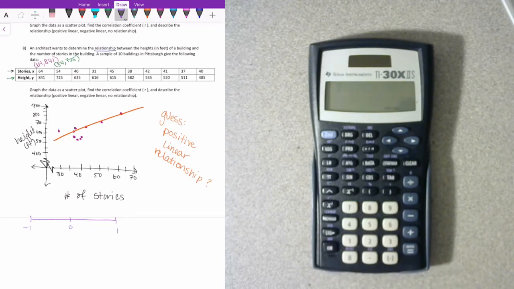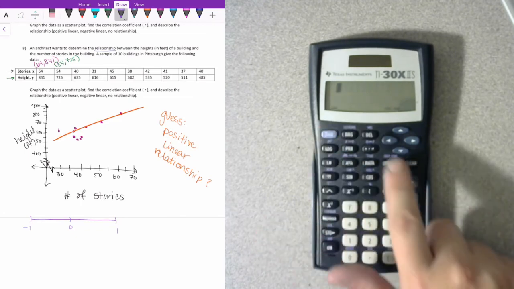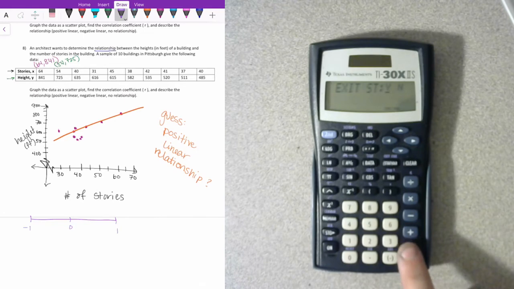So I'm going to turn it on. I see I'm already in stat mode, so I'm going to go ahead and exit stat. Exit stat is up here, so I'm going to hit second, exit stat. Yes, I would like to exit stat. And this will clear the data that I had in there. So now I need to go back in there and put in my data.